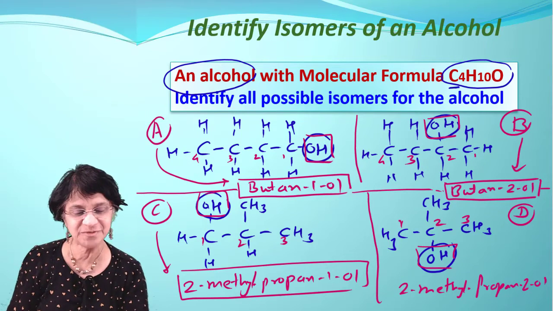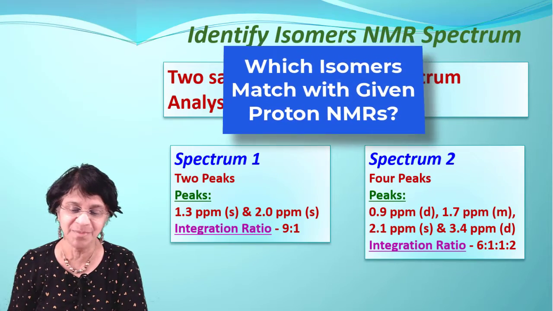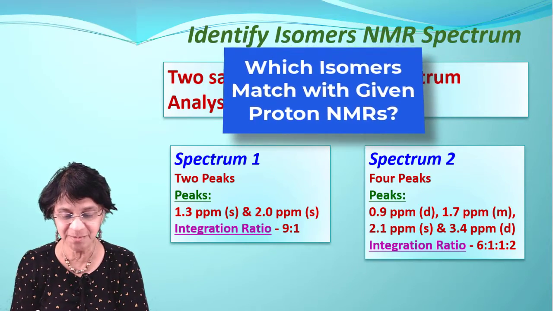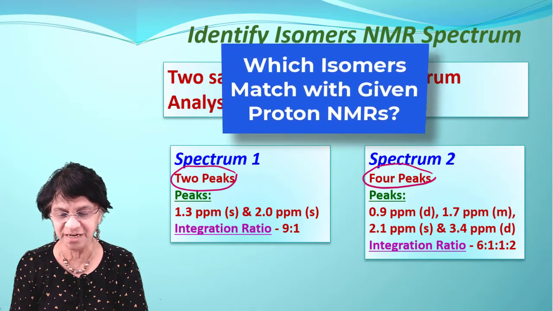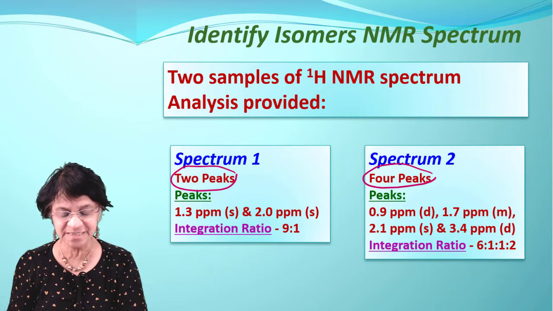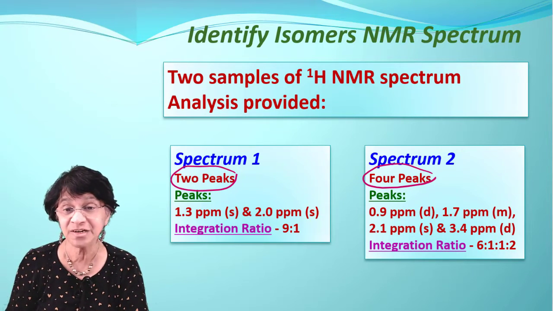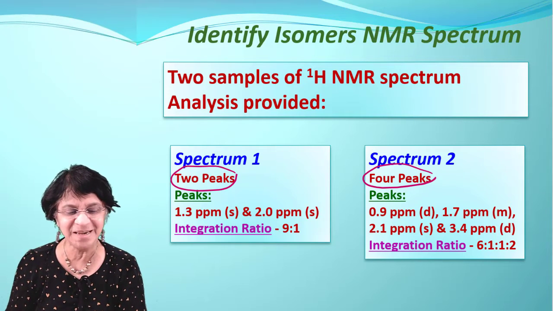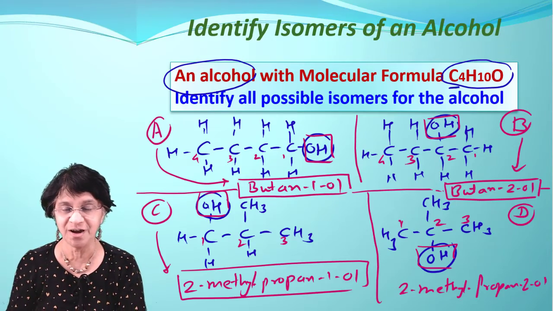Now the next job is we have to find out which isomers are matching these NMR spectra. So we have 2 spectra given. One of them has 2 peaks and the other one has 4 peaks. And of course, more details are given about the integration ratio and also the chemical shift for all the peaks there. But the most important part is how many peaks we got. So let's go back to what we got over here.